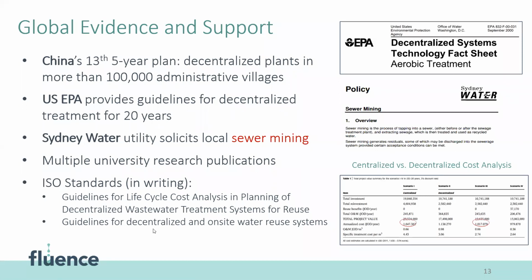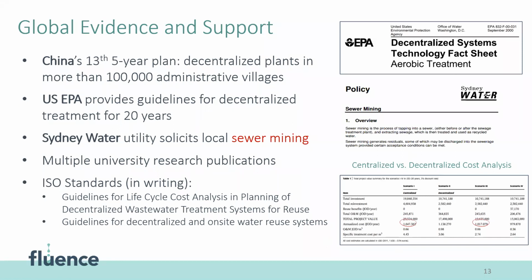In the field of standardization, there are at least two ISO standards in writing dealing with decentralized and distributed planning. One provides a tool to calculate and compare life cycle costs of different degrees of decentralization to select the optimal solution. The other one is general guidelines for selection of decentralized and on-site wastewater treatment systems.